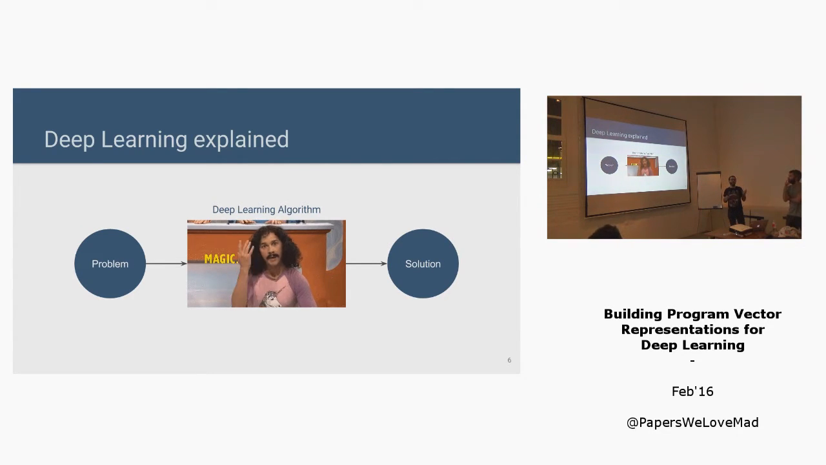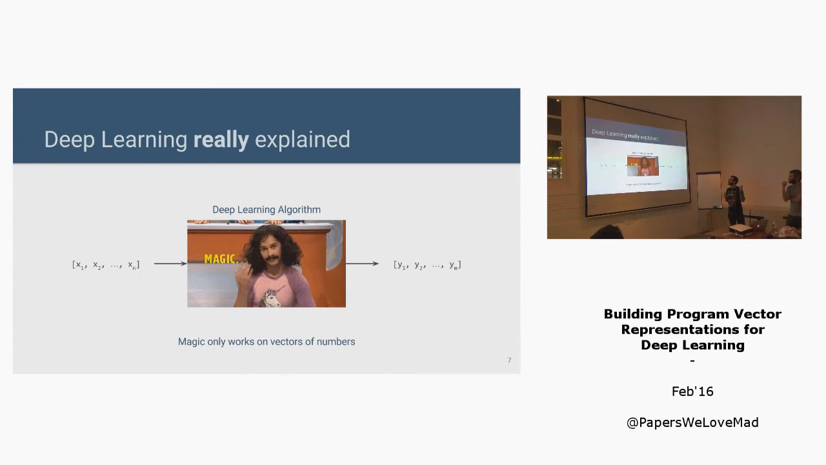Of course, deep learning is not so simple, it's much more like this. You put in a bunch of numbers, and then lots of matching happens, which nobody understands, and then you get another bunch of numbers. So in the end, you need to encode your problem with a vector, with a bunch of numbers, and encode your solution with another vector, another bunch of numbers. So yeah, this is a bit silly, but it's how it works.